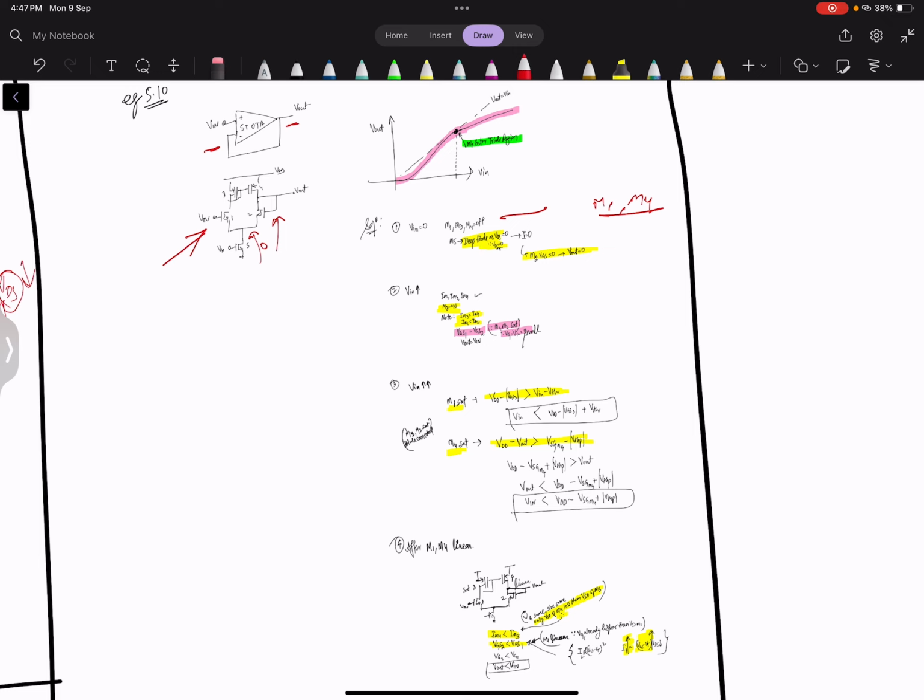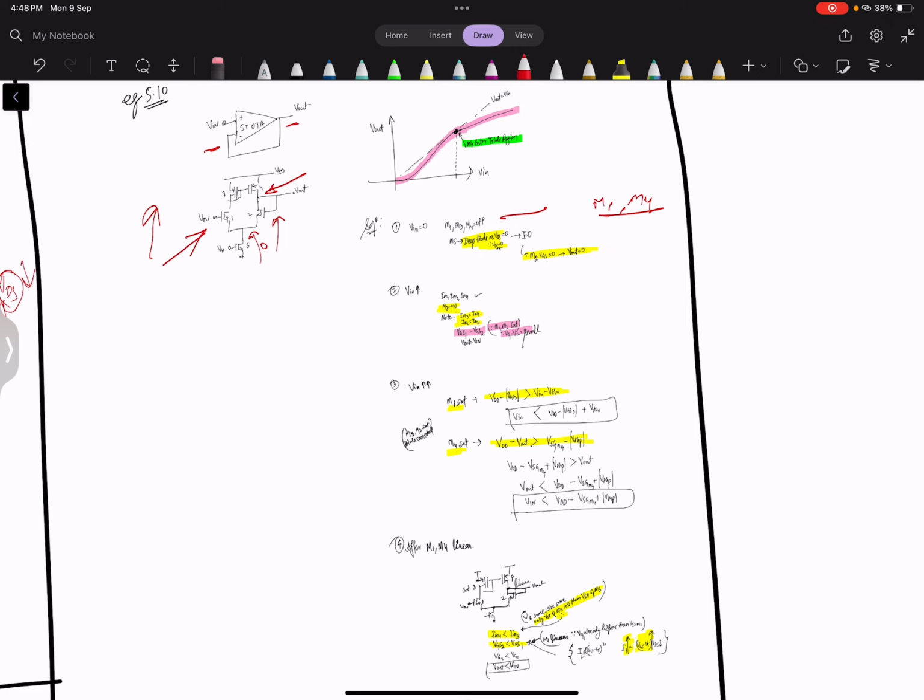what is this voltage? This voltage will be 0. Why? Because there is no current, VGS will be 0, so Vout is 0. Okay, now if we increase the Vin, what will happen? If we increase the Vin, obviously M1, M3, M4 will have some current, M2 will be on.